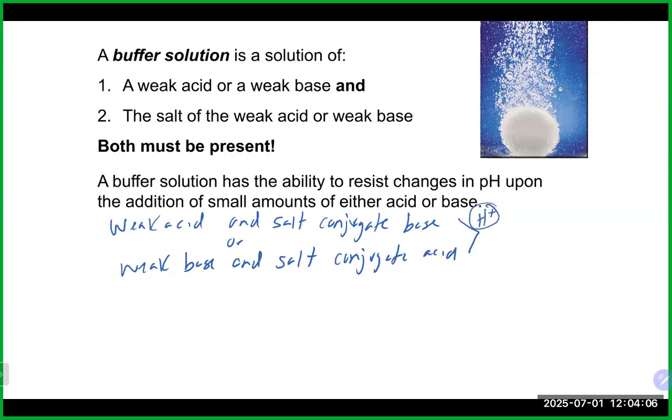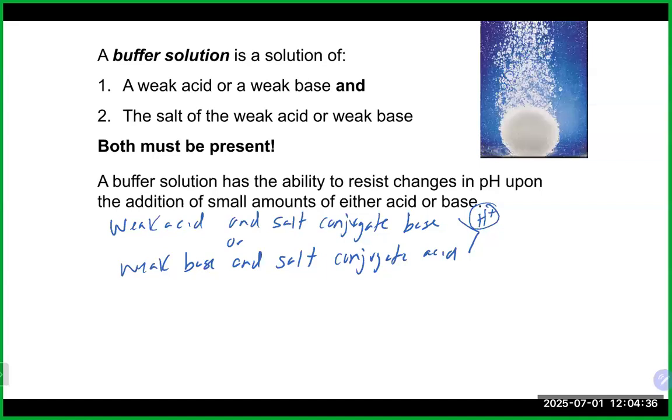In order for something to function as a buffer, the only difference between those two things has to be one H plus, for them to be obviously pairs. So it's the same sort of definition in this case. They both actually need to be in the solution to begin with in order for it to be a buffer. So you can't just have one and not the other. You've got to have both of those things. So a buffer has an acid part and a base part, and they both need to be swimming around in the solution to begin with.